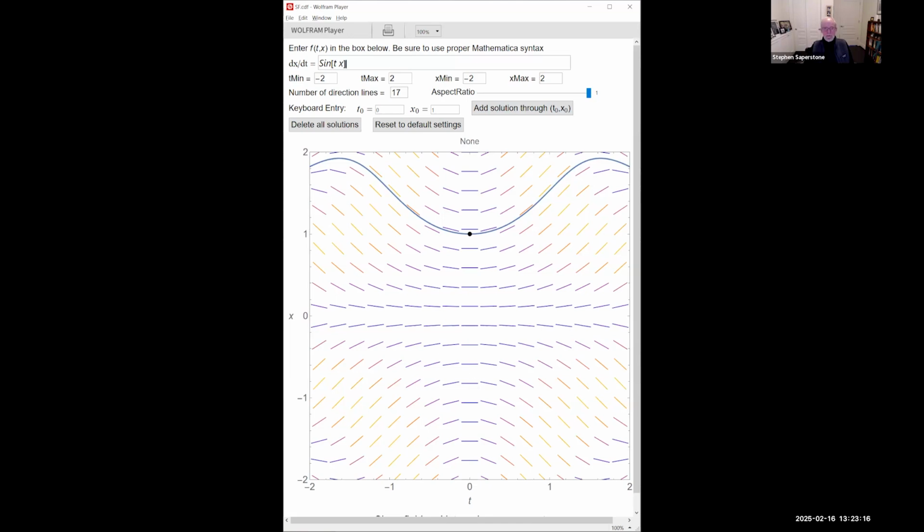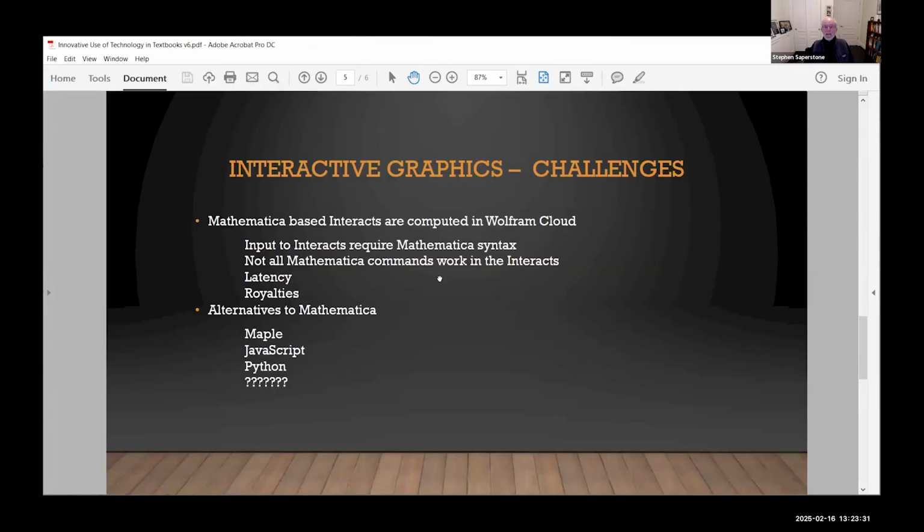So that's another issue with Mathematica. Not all Mathematica commands work in the interacts. For example, some of the mouse commands won't work on some of them. There's the latency, which I've been talking about. Also, let me give you a little background on the history.